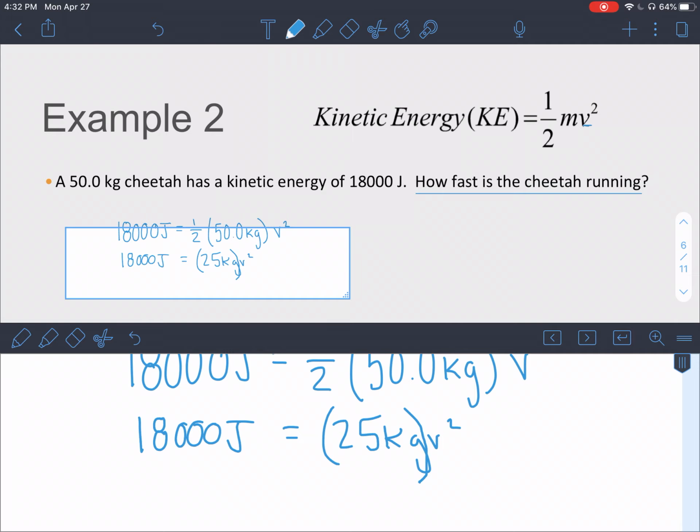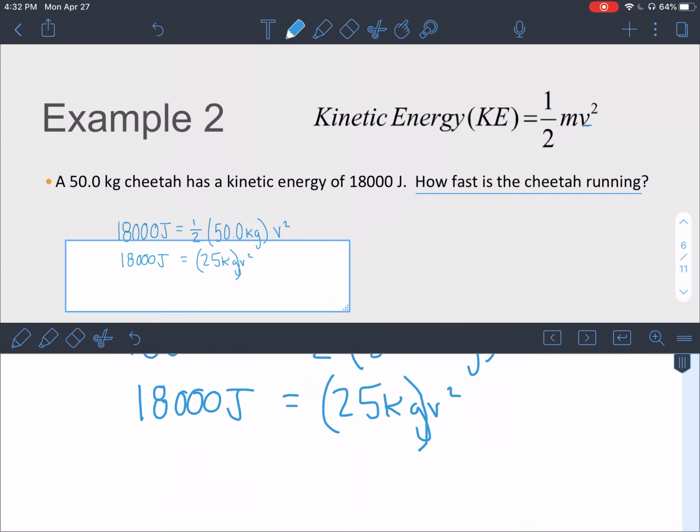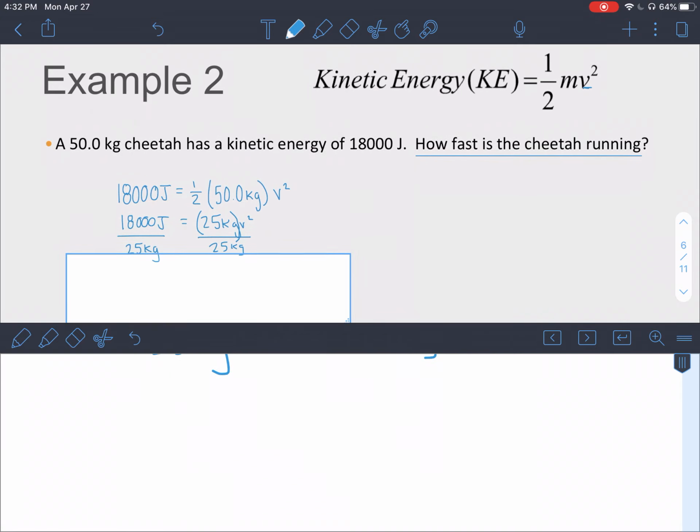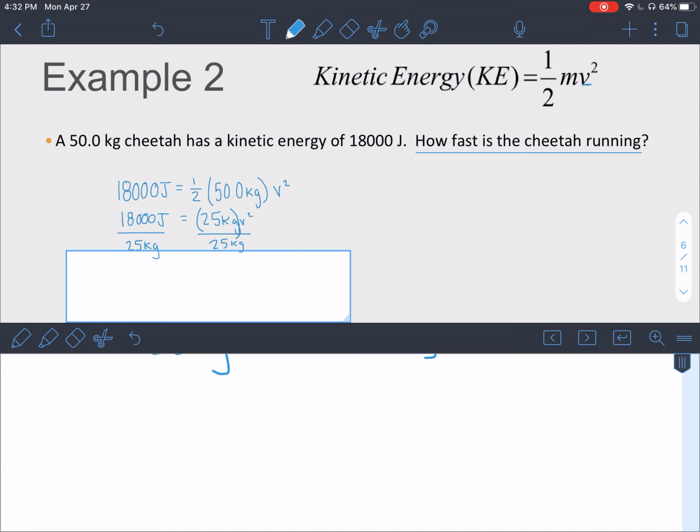Now, how do we get velocity by itself? We have to divide each side by 25 kilograms. All right. So that gets us 40 joules per kilogram is equal to velocity squared. We'll work on the units later.